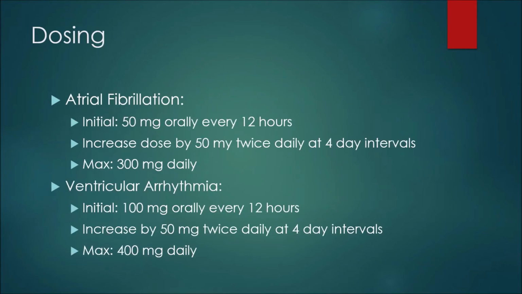Now for some examples of dosing with Flecainide. So in the treatment of atrial fibrillation, like we mentioned prophylactically, initially a patient would use 50 milligrams orally every 12 hours. They would then have the option to increase their dose by 50 milligrams twice daily at least 4-day intervals. The maximum dose in this situation would be 300 milligrams daily. Again, that would be given in divided doses.